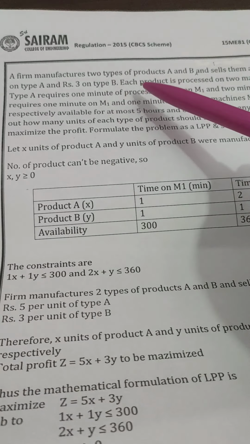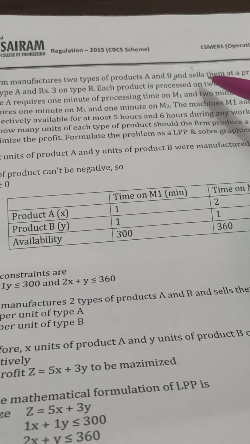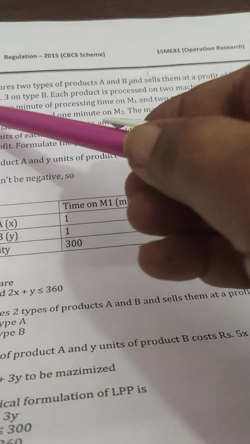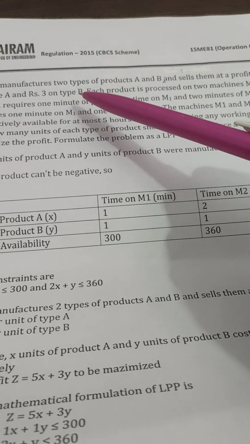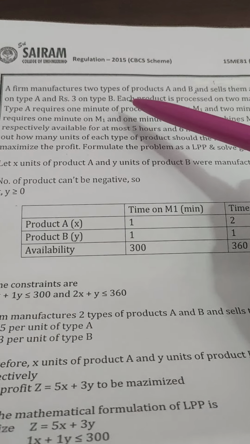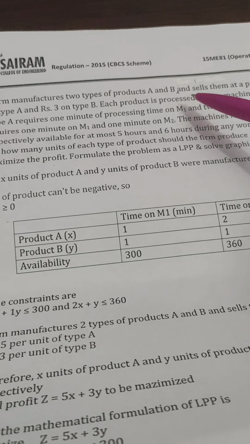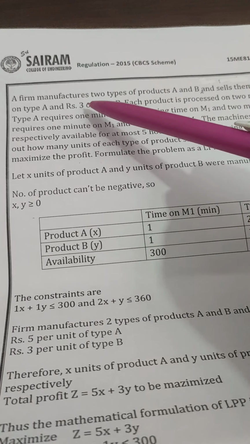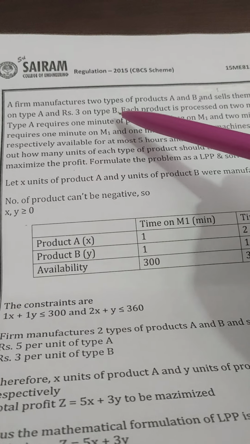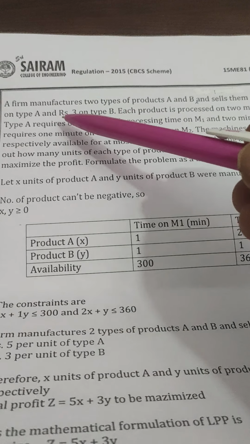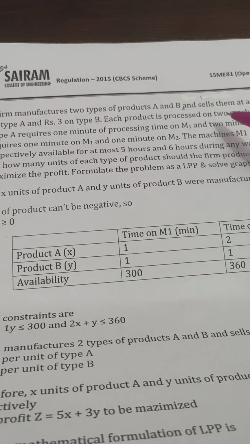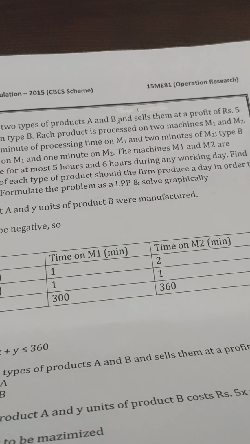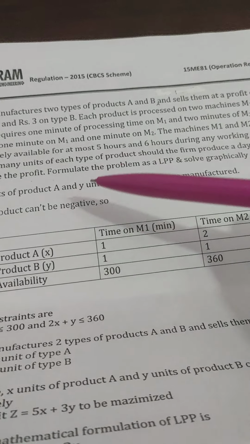A firm manufactures two types of products A and B and sells them at a profit of 5 rupees on type A and 3 rupees on type B. In the sense, by selling 1 unit of product A, we are getting a profit of 5 rupees, and selling 1 unit of product B, we are getting 3 rupees profit. Each product is processed on two machines M1 and M2.